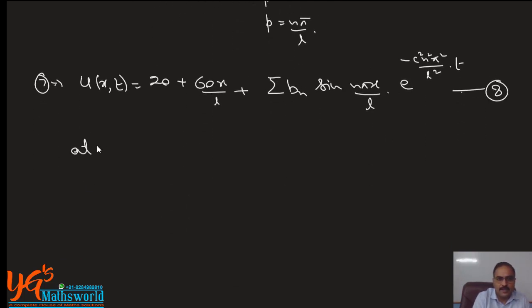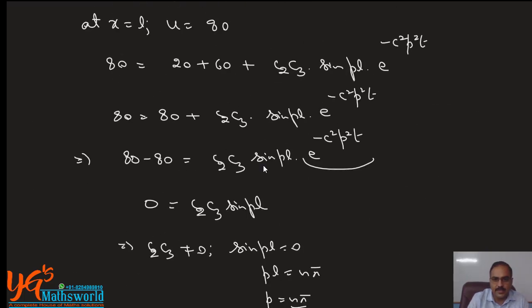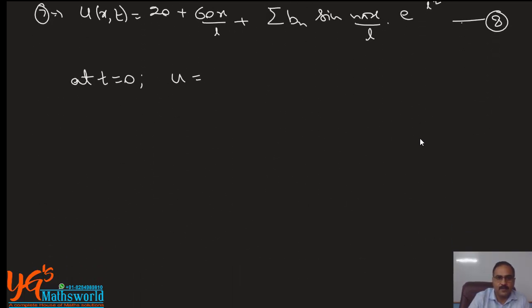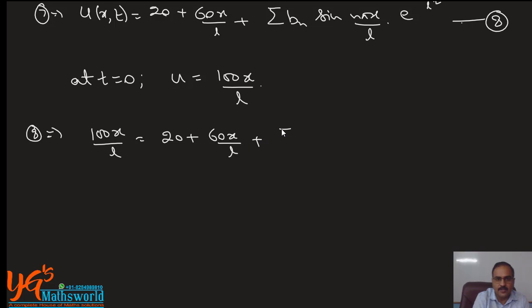Now we know that at time t equal to 0, u was 100x by L. That was equation number 4. So I need to apply this condition on equation number 8. Equation 8 reduces to 100x by L is equal to 20 plus 60x by L plus summation Bn sin of n pi x by L into e raised to power 0.